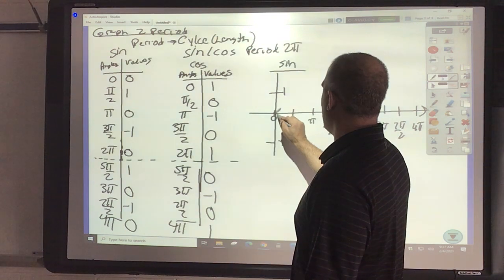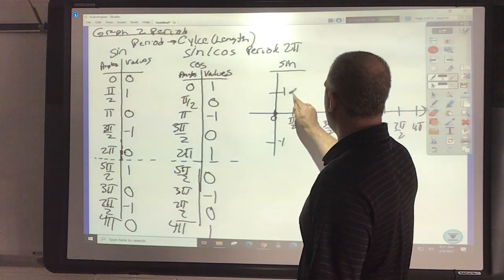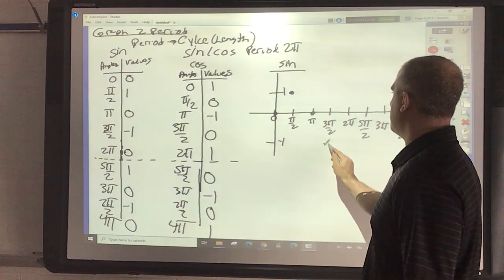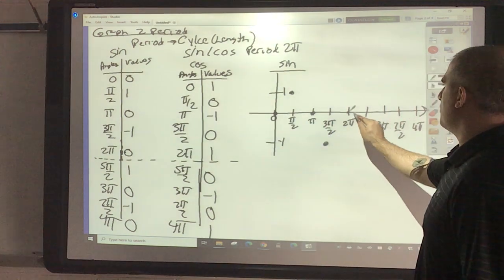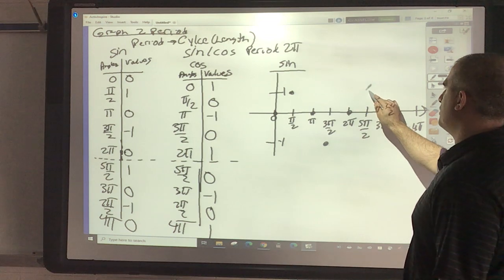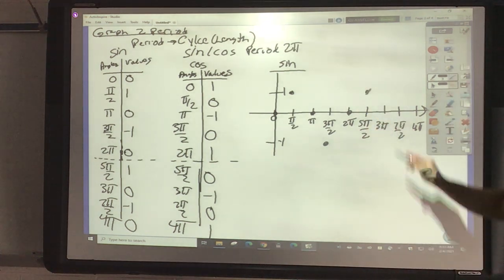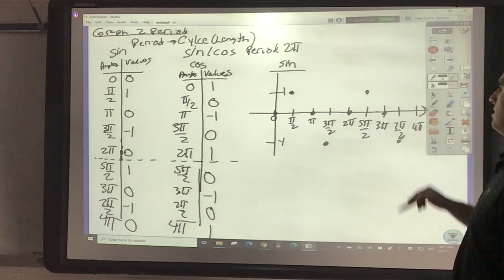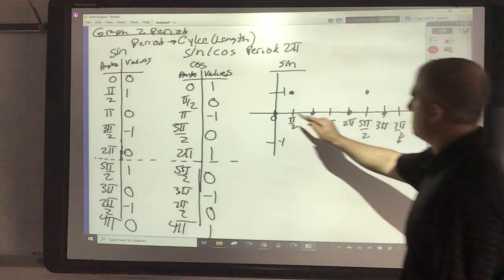At 0, I'm at 0. At pi over 2, I'm at 1. At pi, I'm at 0. At 3 pi over 2, I'd be at negative 1. At 2 pi, I would be at 0. At 5 pi over 2, I'm up here at 1. At 3 pi, I'm at 0. At 7 pi over 2, I'm at negative 1. And at 4 pi, I'm at 0. So this is what the graph looks like.